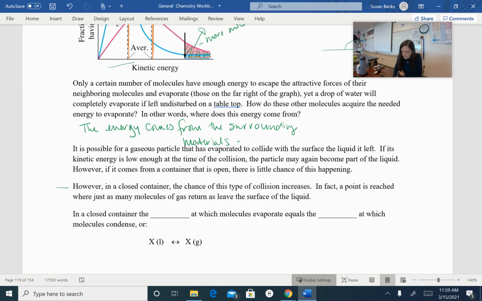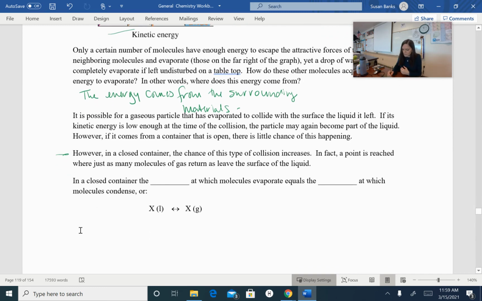But if that container is closed, say I have a jar with a lid, or a bottle with a lid, the chance of that type of collision is greatly increased. In fact, a point is reached where just as many molecules of gas are returning to the liquid state as molecules of the liquid going to the gas state. So in a closed container, the rate at which molecules evaporate equals the rate at which they condense.